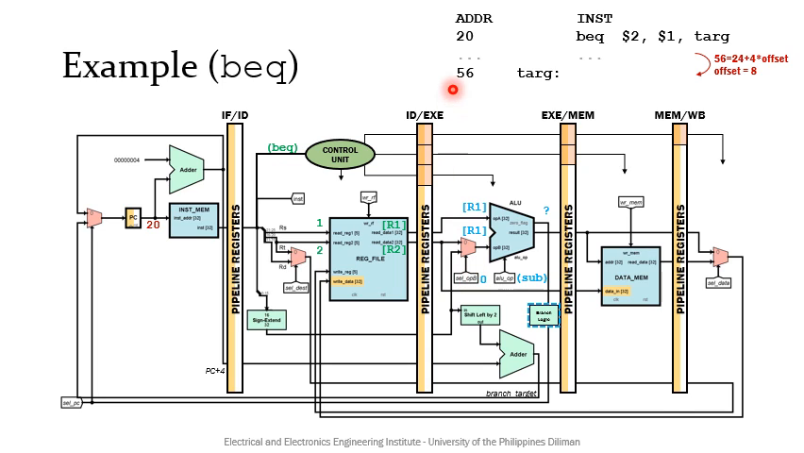Now obviously, if the branch must be taken, then we must not execute instructions at addresses 24 and 28, although we were able to fetch them. We'll discuss the details on what happens to those instructions when we deal with control hazards. For the meantime, let's focus only on this branch instruction.